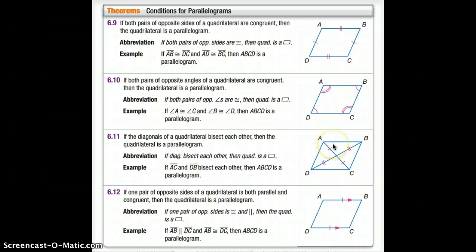Another test for whether or not a quadrilateral is a parallelogram is an examination of the diagonals. In a parallelogram, the diagonals bisect each other, cut each other in half, and so the diagonal AC is bisected by the diagonal DB.